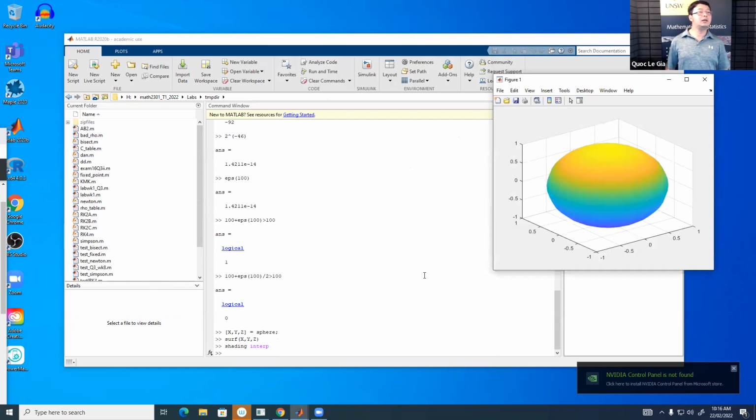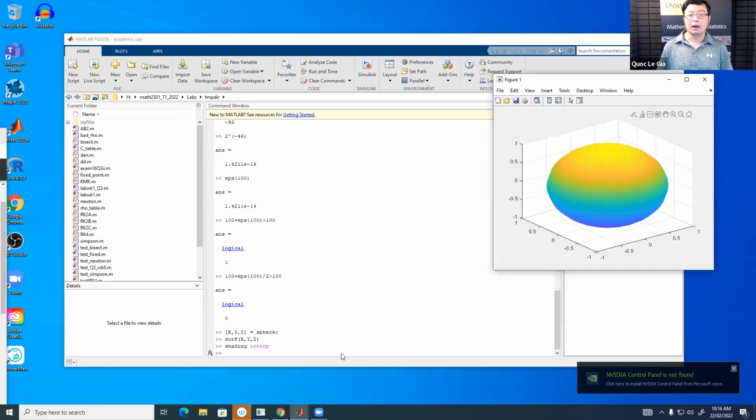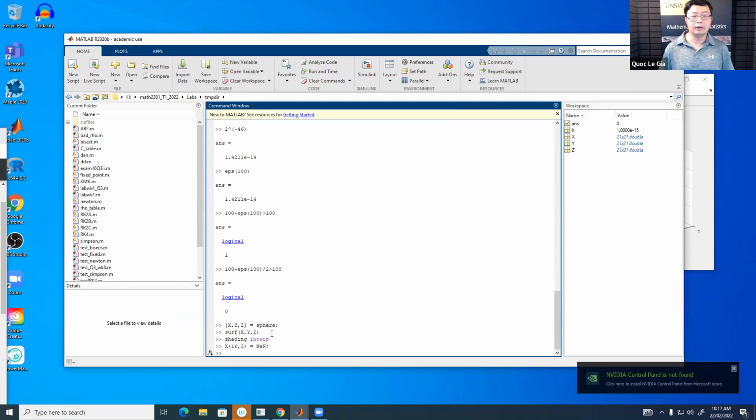But now, if you want to hide a point on the sphere, suppose I take, say, 16 and 3. Then you set it to not a number, NaN, and now you plot it again.